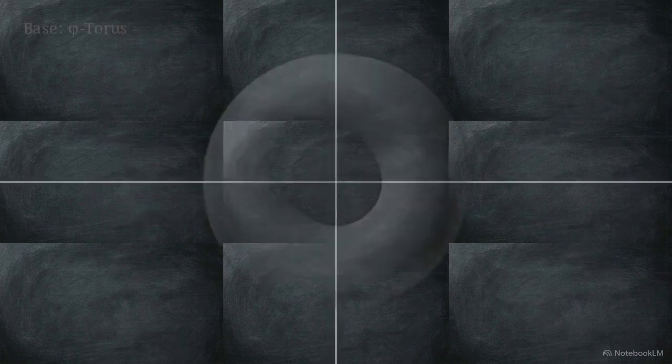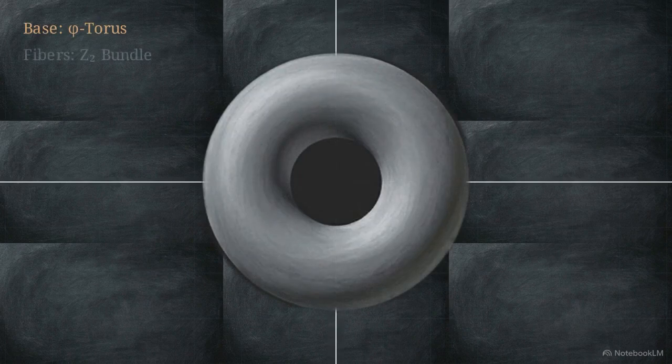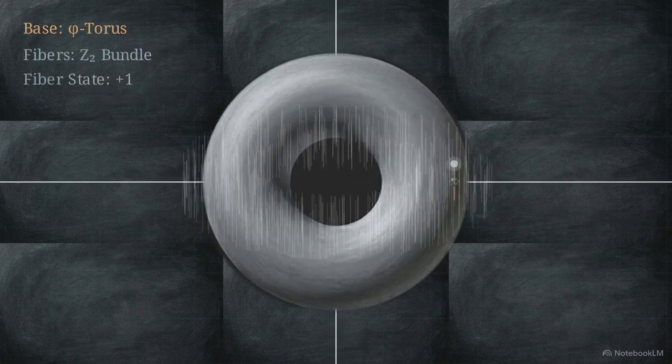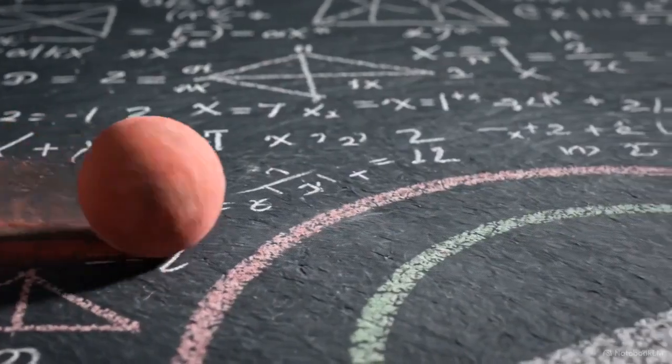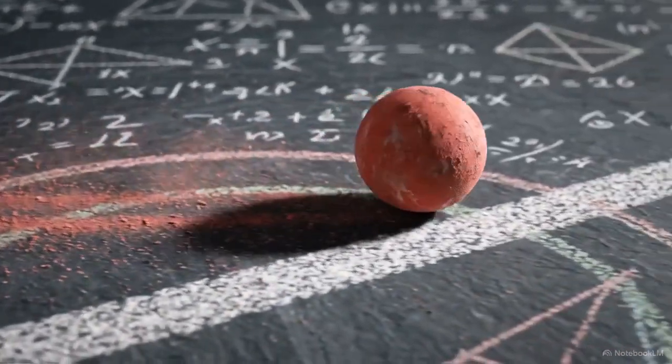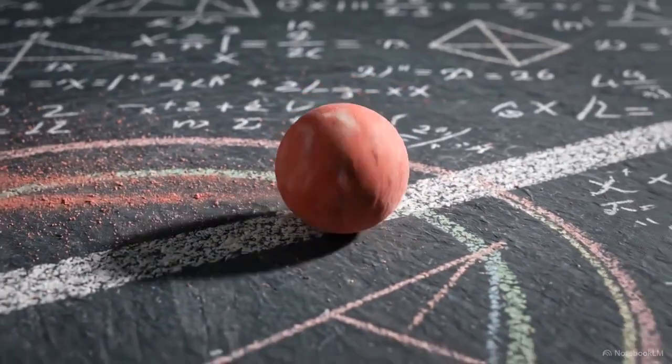A Z2 fiber bundle layers a discrete, perpendicular vector field over the base torus. Orbital dynamics travel the stable base, preserving precise calculations. Spin dynamics exist entirely within the vertical fiber. Completing one transition abruptly flips the fiber's orientation from +1 to -1. The particle is now out of phase with its starting state. To return its fiber to +1, it is forced to traverse the entire torus a second time.